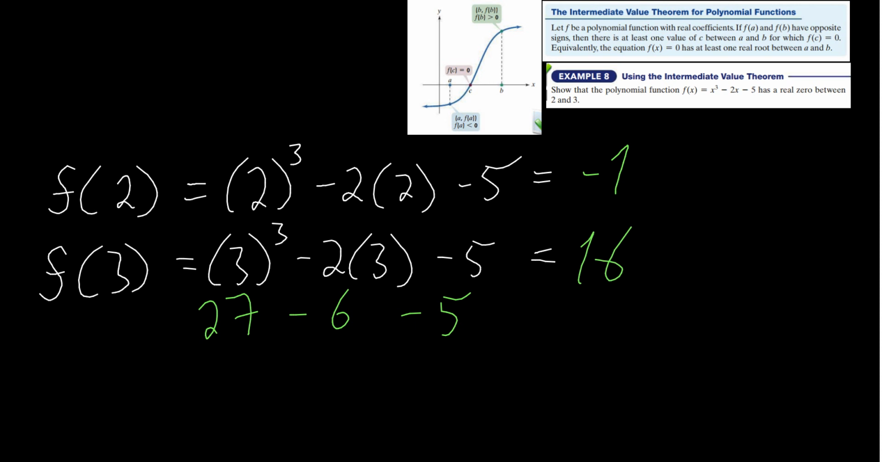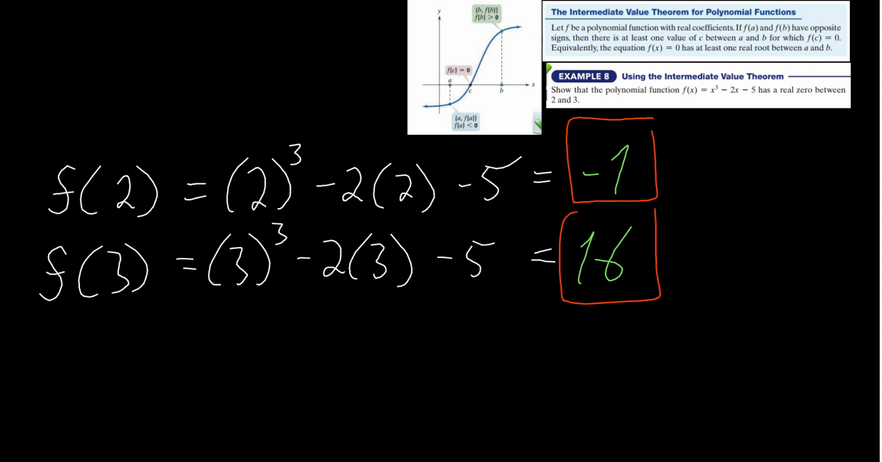Okay, so since this number is a negative and this number is a positive, I know that there is some number in between 2 and 3, 2 point something, that is equal to 0. f of 2 point whatever is equal to 0. And that's really all the intermediate value theorem tells us. It doesn't tell us what it is, it just tells us that it's there. Okay? And let's take off those circles there.